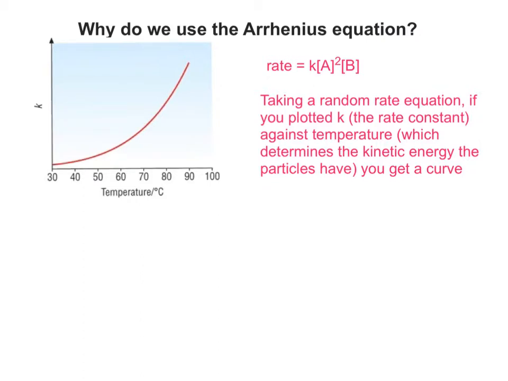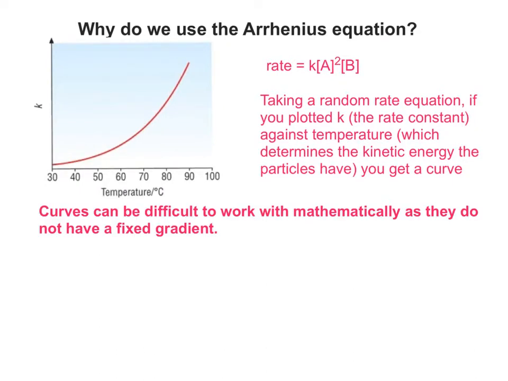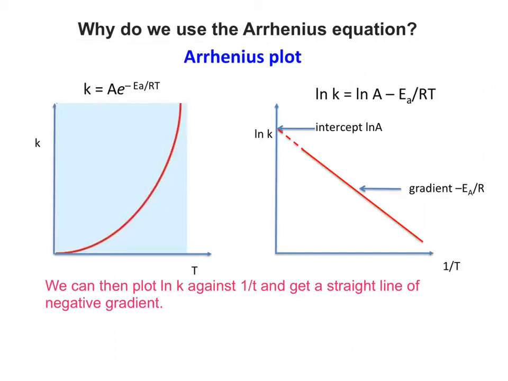So let's have a quick look at why we use the Arrhenius equation in the first place. If we take a random rate equation such as the one on the screen, if you happen to plot k against temperature, you'd actually get a curve. And the problem with curves is they don't have a regular gradient. So the fact that they don't have a fixed gradient can make curves a bit difficult to work with mathematically. So what we do is we use a logarithmic version of the Arrhenius equation to straighten this curve out. So we can plot the natural log of k against 1 over T and get a straight line of negative gradient if we're provided with the data.